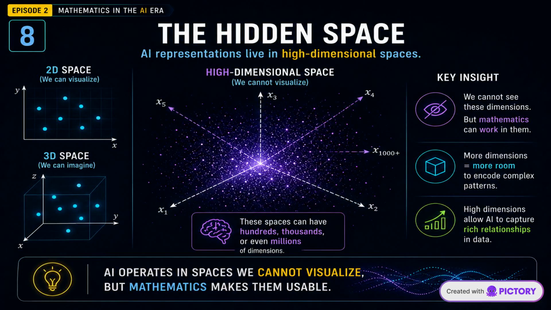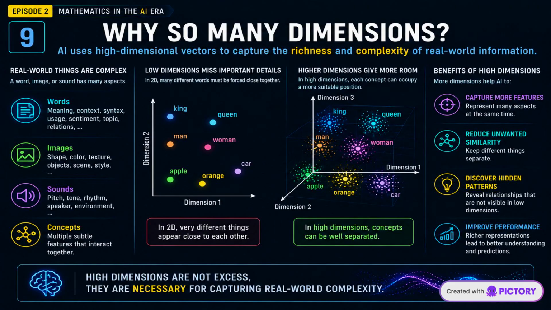The spaces used by AI are usually far more complex than the three dimensions we can visualize. A representation may contain hundreds or thousands of dimensions. We cannot see this space directly, but mathematics can still explore it. Real-world concepts contain many features and relationships. More dimensions give AI greater capacity to represent this complexity. High-dimensional spaces allow models to capture patterns that simple spaces cannot.